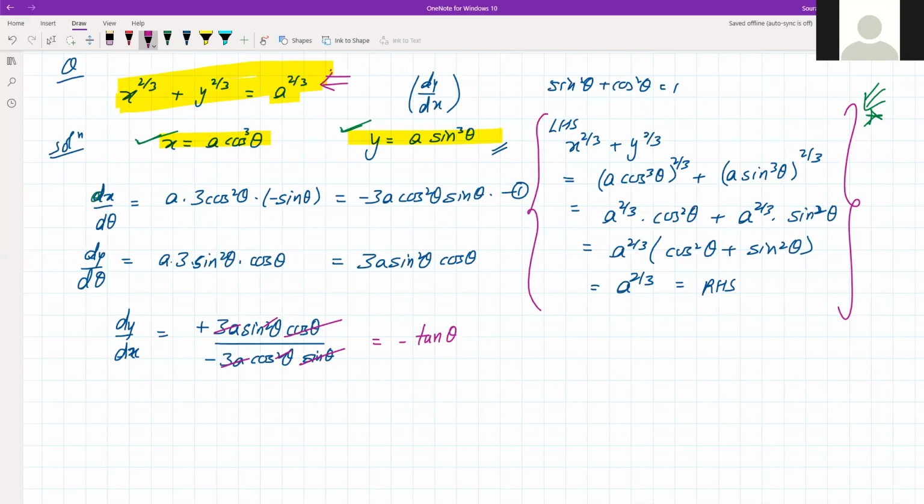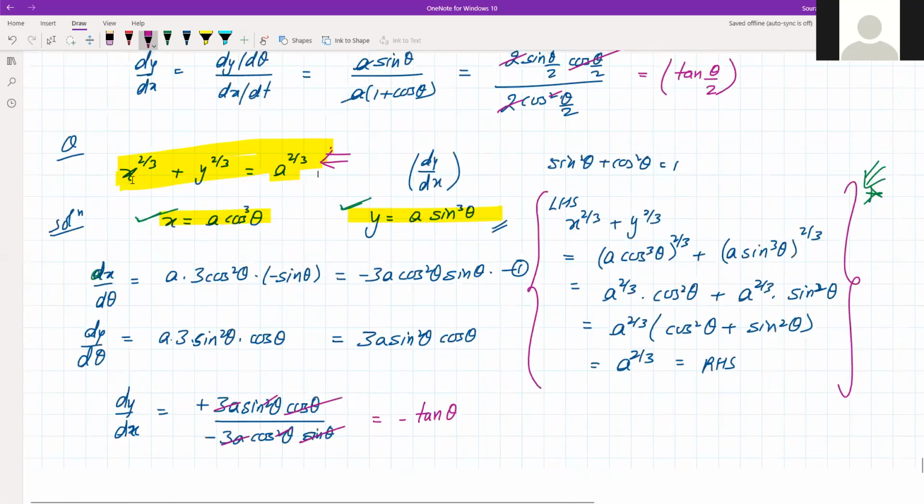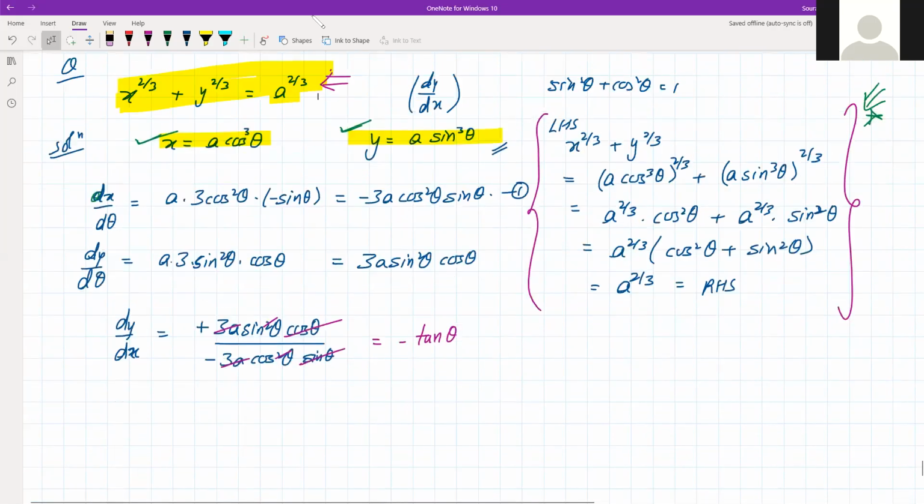What is the difference from the previous questions? In the previous questions, the original question statement itself had theta. x was a function of theta, y was a function of theta, directly given to us. But here we have x and y connected together without involving any theta. So we introduced theta to change it to parametric form. Now it is our responsibility to bring it back to the x and y form. So now we should know what tan theta is. We have x equals a cos cube theta, y equals a sine cube theta.